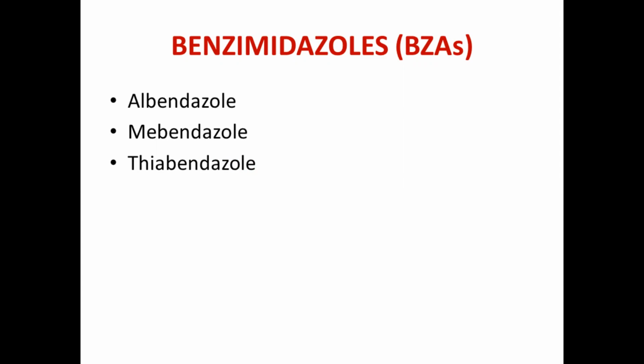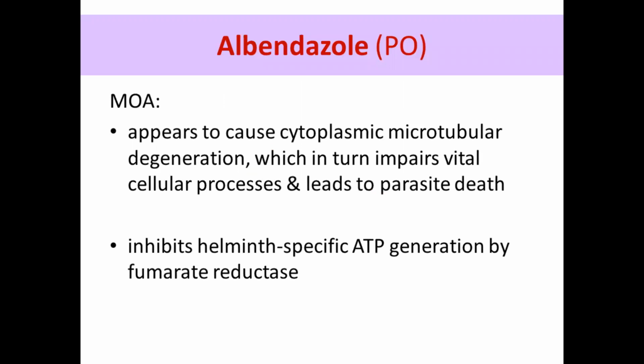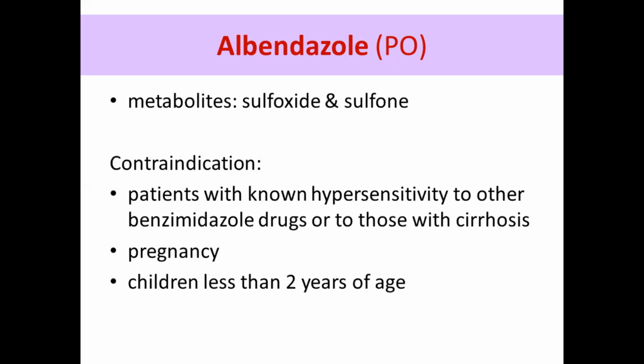Albendazole, mebendazole, and thiabendazole. So albendazole, the mechanism of action is that it appears to cause cytoplasmic microtubular degeneration, which in turn impairs vital processes that leads to parasitic death. So, nangyayari niyan, it inhibits the fumarate reductase specific for the generation of that helminth, no? So, it is contraindicated for children less than 2 years of age and also for pregnant patients. Also, it can cause hypersensitivity.